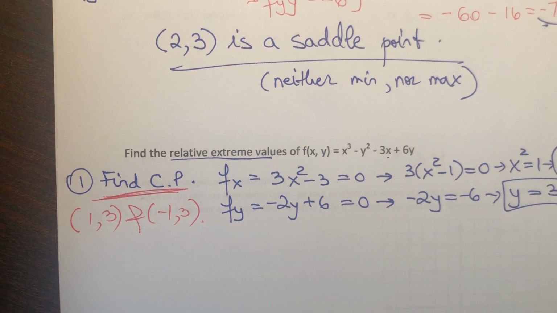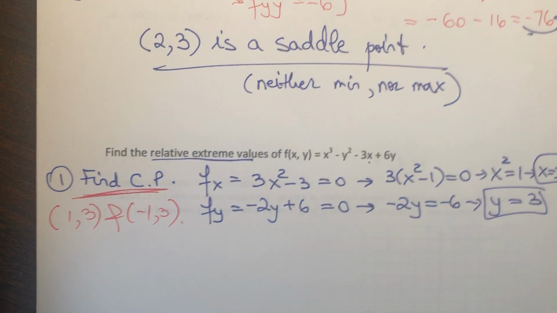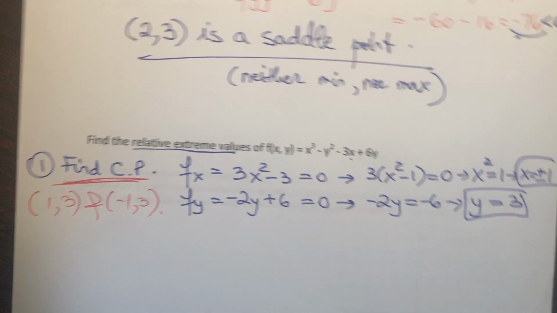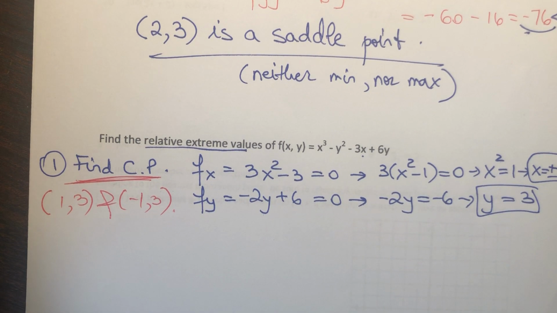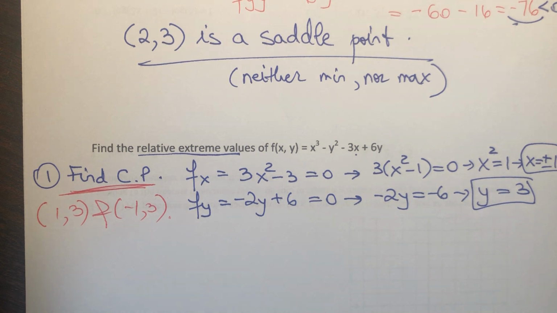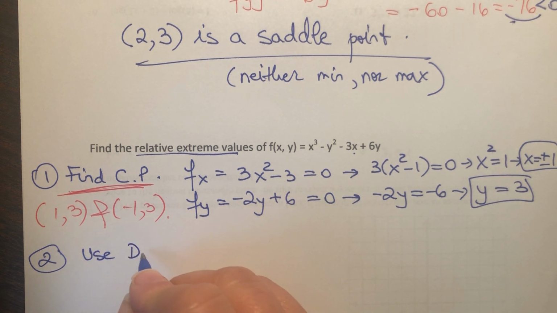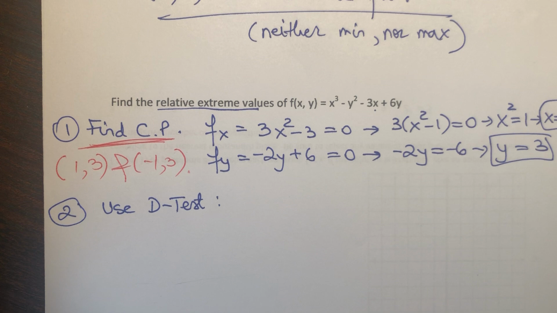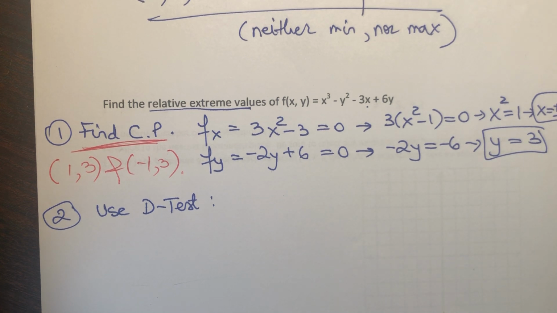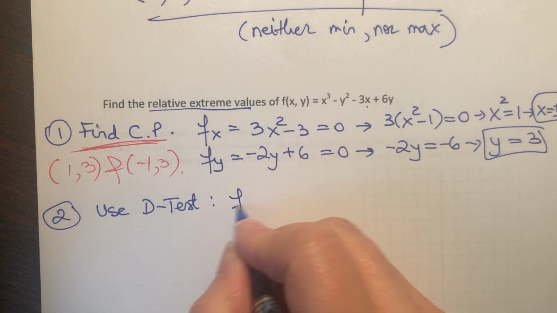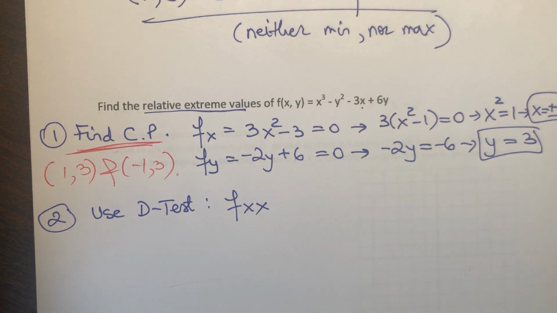I have 2 options, right? Only one option for y, but 2 different options for x, yes? And that makes up 2 different points. Good. The second step of this problem is to use the d-test to decide if either one of these might be mins or maximums. Good. So for that d-test to happen, I need the second derivatives.